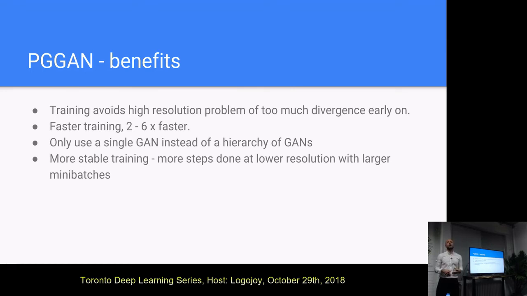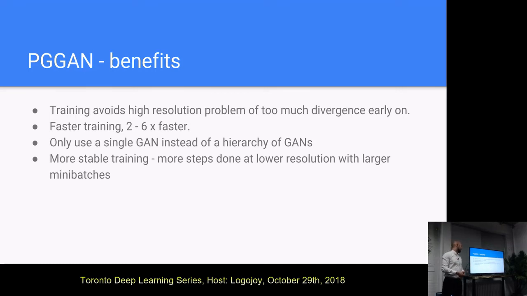Another benefit they talk about is that you're only using 1 GAN. Other models that have achieved comparable results tend to have a series of GANs stacked on each other or have some kind of hierarchy of GANs, and this becomes challenging because you have a lot of moving parts. It can be very computationally expensive, and training can be very difficult.